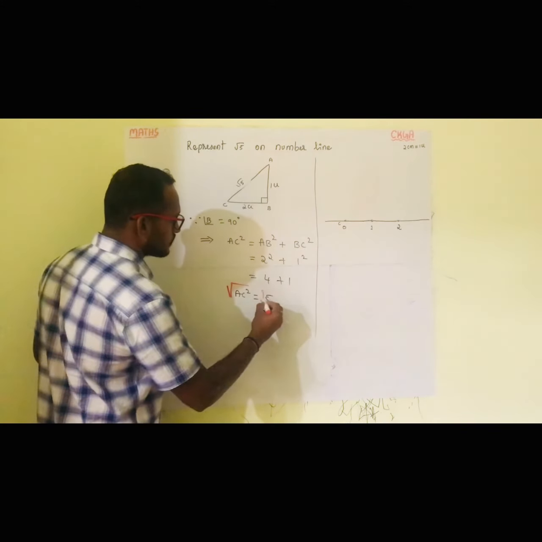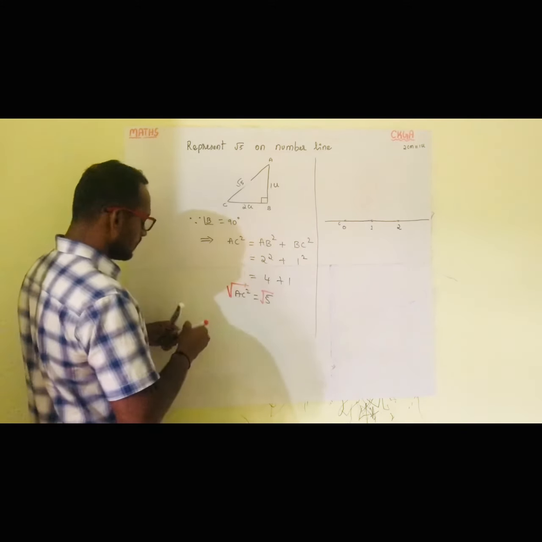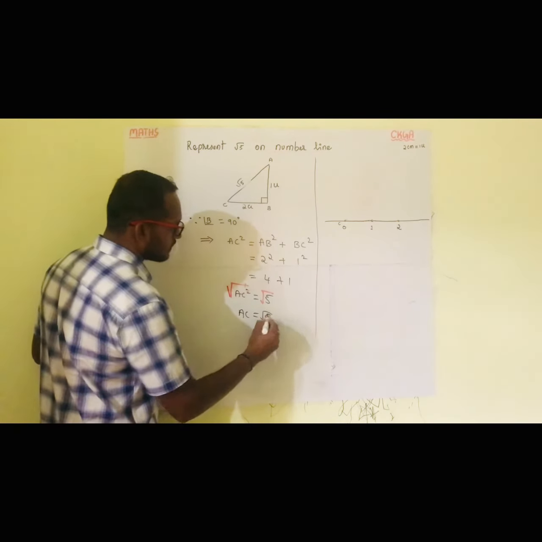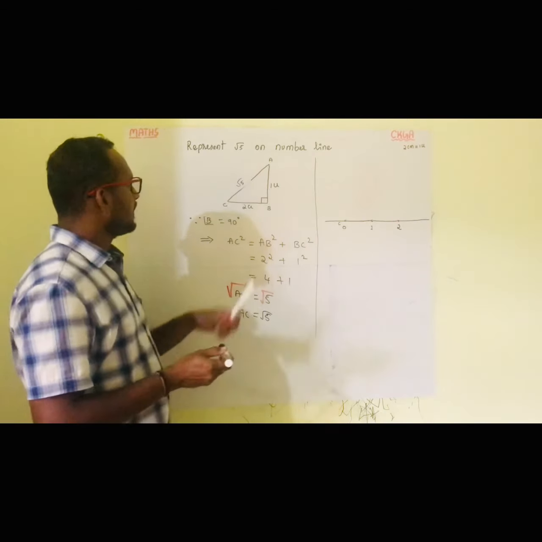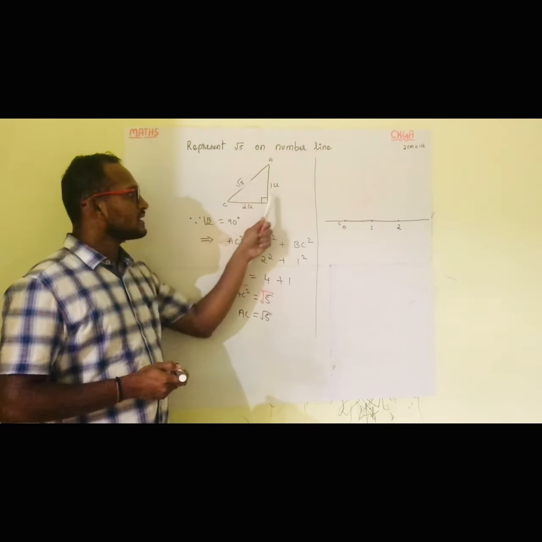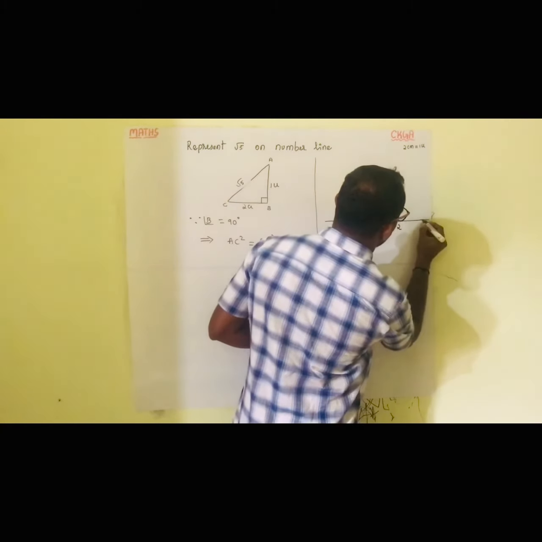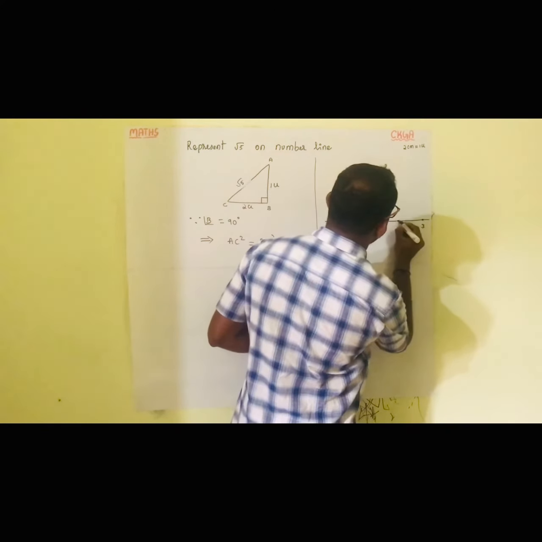Take the square root on both sides. Square and square root cancel. At last you get AC equal to root 5. So now you can say to get root 5 you need 2 units and 1 unit. In that case, let's modify here. You take 1 more unit, that would be 3.